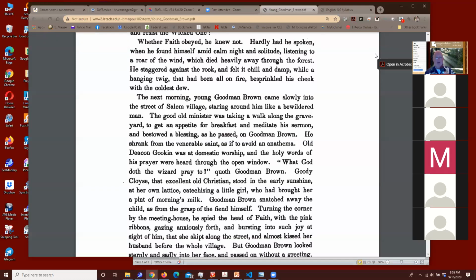And how do we know Deacon Gookin is praying at home? Because he's at home. Yeah, but how do we know he's praying at home? Look at the sentence. Old Deacon Gookin was at domestic worship, and the holy words of his prayer were heard through the open window. So how do we know he's praying? We hear him through the window.